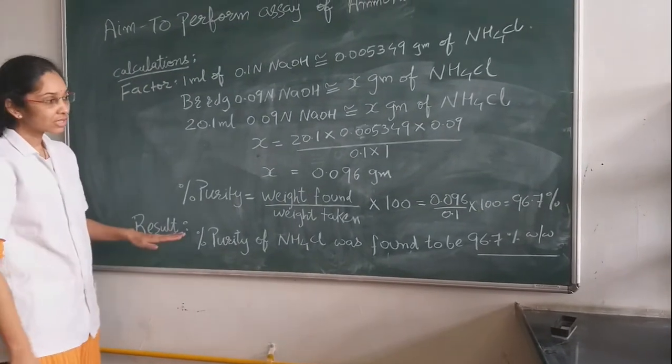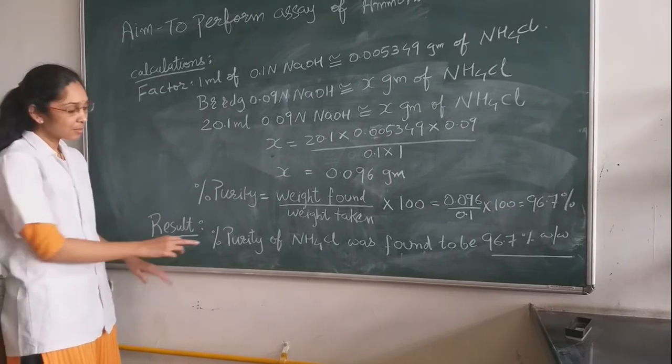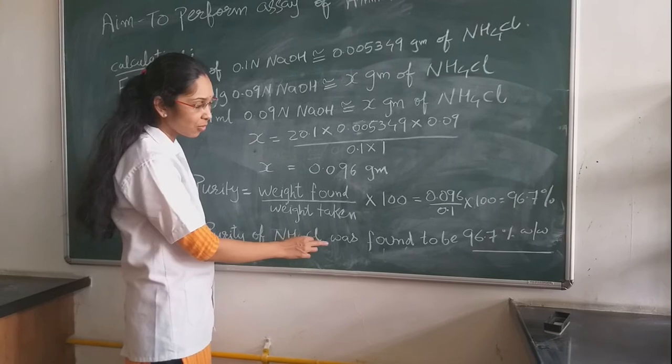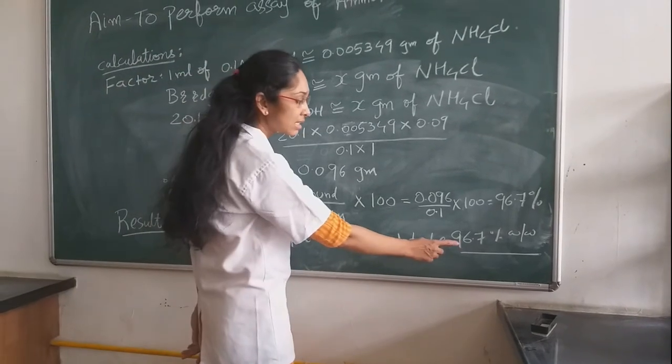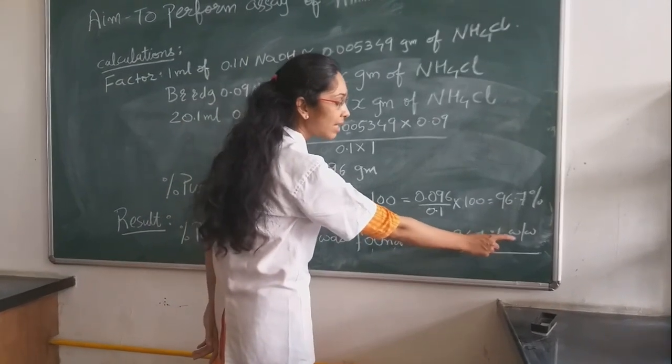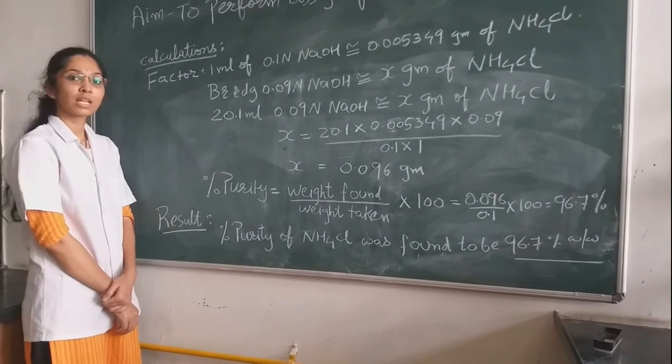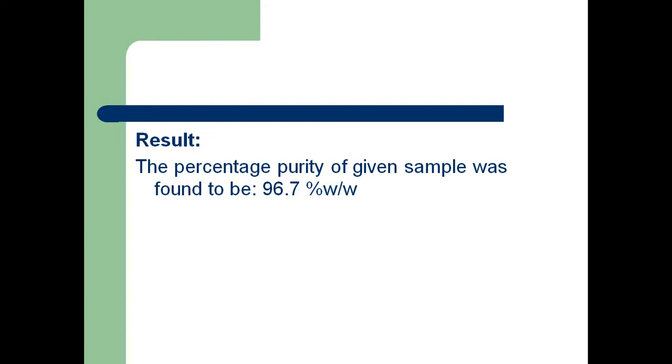So the result for our practical is percentage purity of NH4Cl, that is ammonium chloride, was found to be 96.7 percentage weight by weight. Thank you. So, as we have seen, the percentage purity of given sample was found to be 96.7% weight by weight. Now, let us see some of the questions for synopsis.